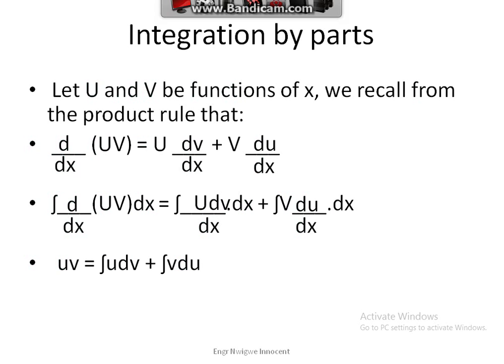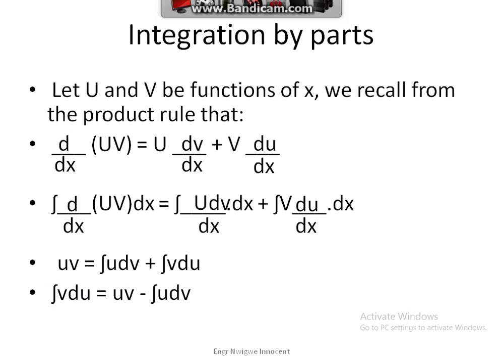If you make uv the subject of the formula and cancel the like terms, we now have the integral of d(uv) equals the integral of u dv plus the integral of v du. If you now make the integral of v du the subject of the formula, you now have uv minus the integral of u dv.